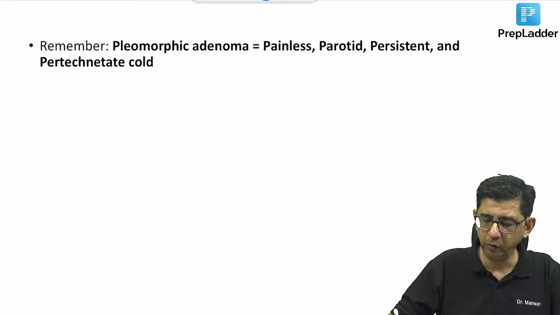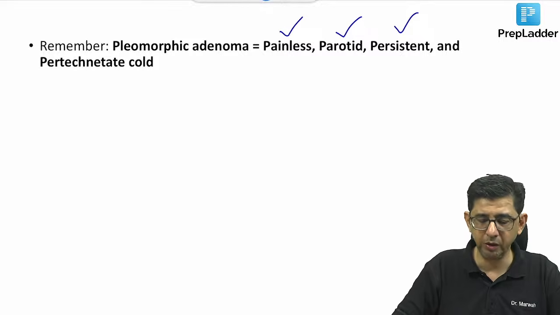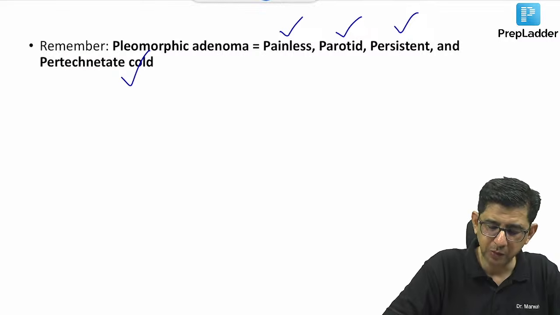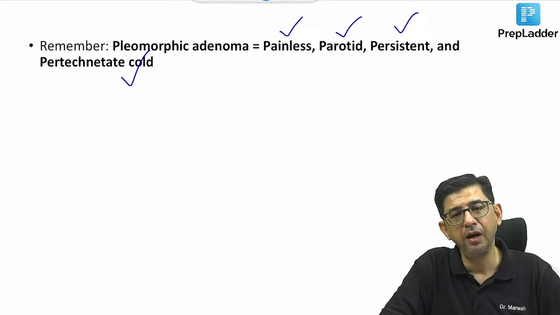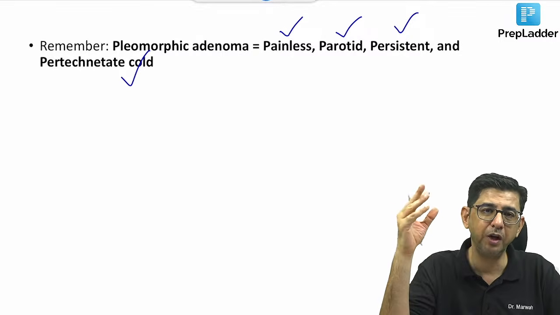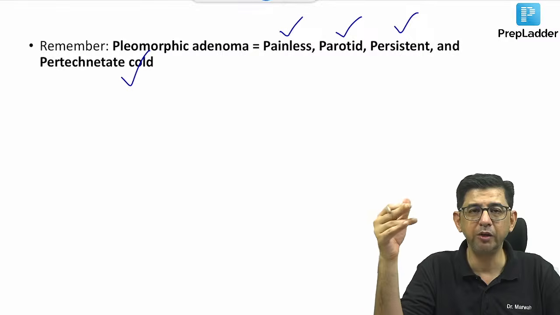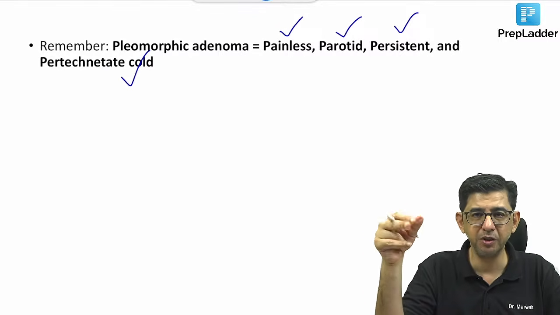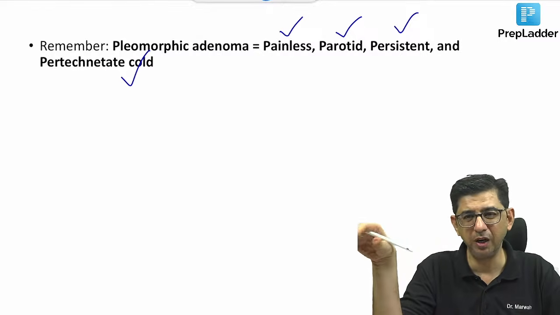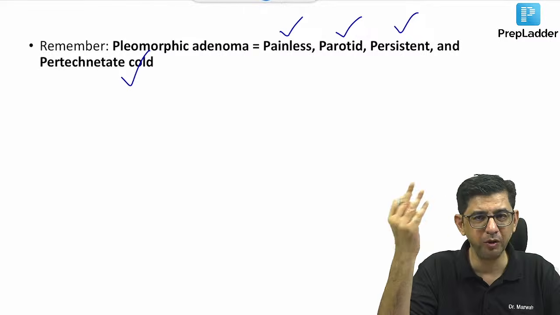Remember, pleomorphic adenoma is a painless, parotid, persistent enlargement and pertechnetate cold. So a couple of P's there, which will make it easier for you. Painless, parotid, persistent swelling, and that can cause the curtain sign. The earlobe of the patient would be elevated, and it is pertechnetate cold. Whereas Warthin's tumor would be pertechnetate hot. That's the differentiation between Warthin versus pleomorphic. I agree that unilateral versus bilateral will also be there, but if it's a single tumor, I need to pick on the basis of uptake then.